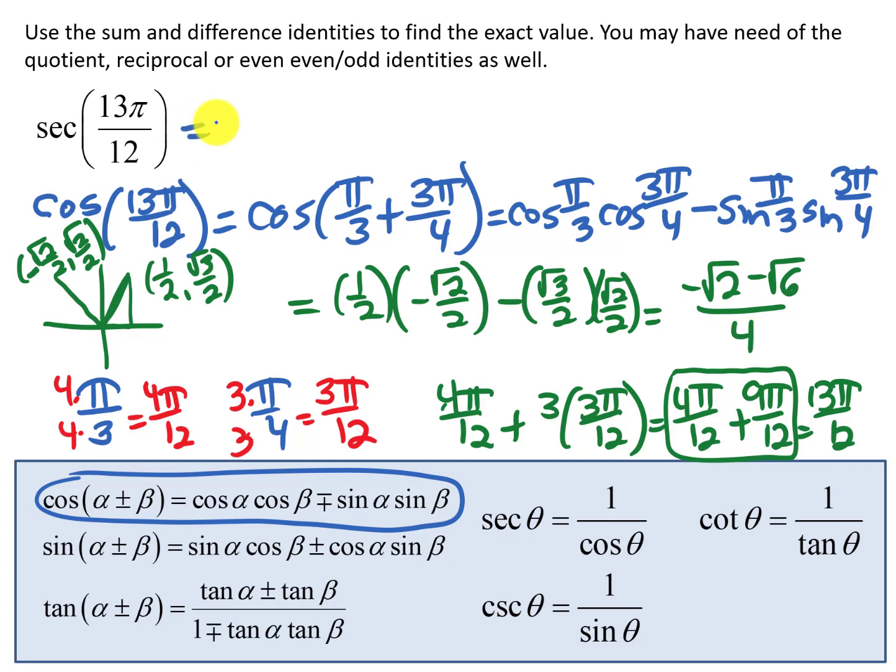So the secant would be the reciprocal of that. So that is 4 over negative square root 2 minus square root 6. And I put that in parentheses because when you enter that in the computer, you want to let it know all of that is the denominator. So there it is in exact form. There's different forms to put it in, but that works. You would enter that in the computer then, and that would be the exact value for secant of 13 pi twelfths.